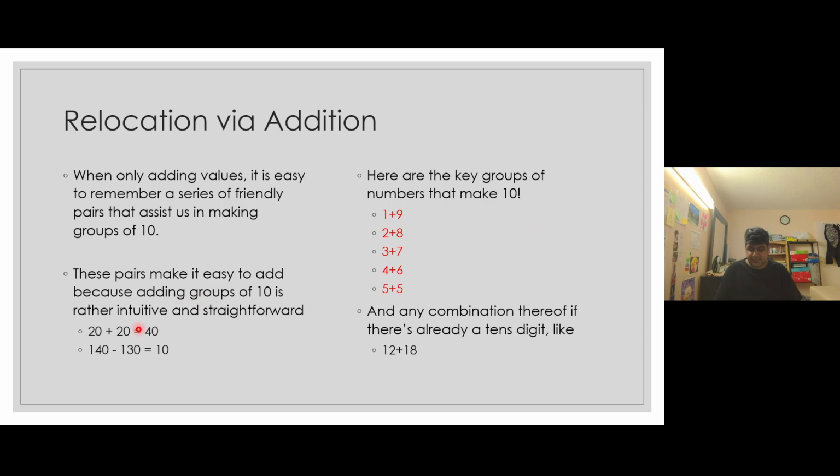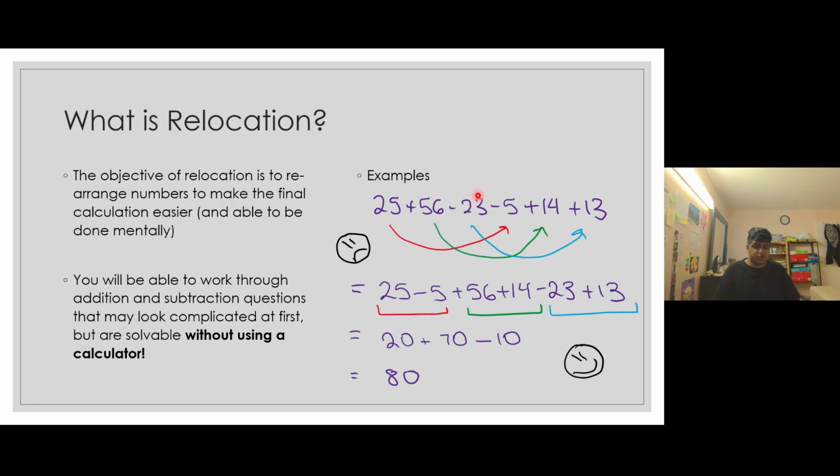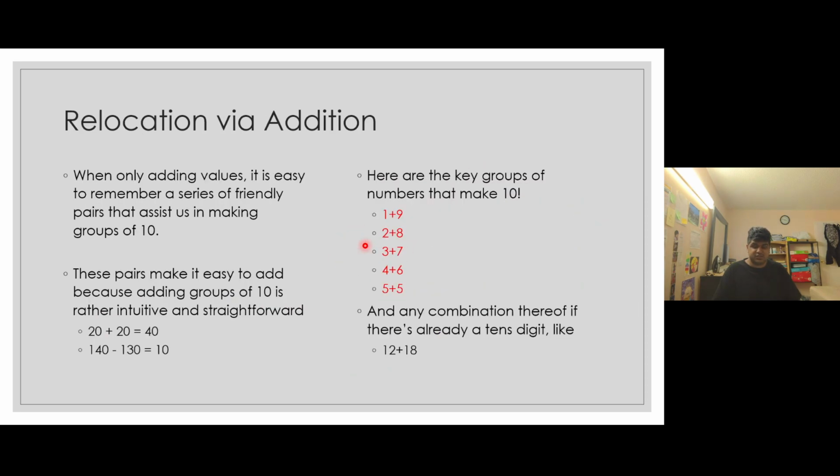Again, I have 2 examples here. So 20 plus 20 is equal to 40. You don't have to think, it's just a bam, bam, bam type of thing. 140 minus 130 is equal to 10. Again, you don't really have to think about these. So a question like 20 plus 20 is a lot easier than this monster question we had here, where I had to put a bit of a sad face to recognize that it was a tough question.